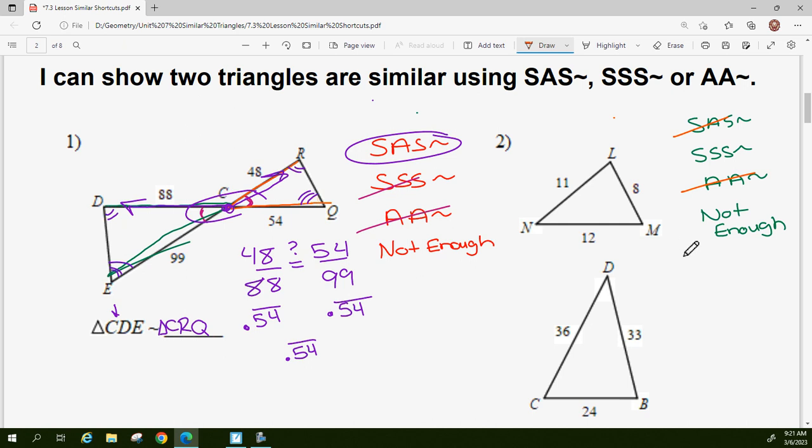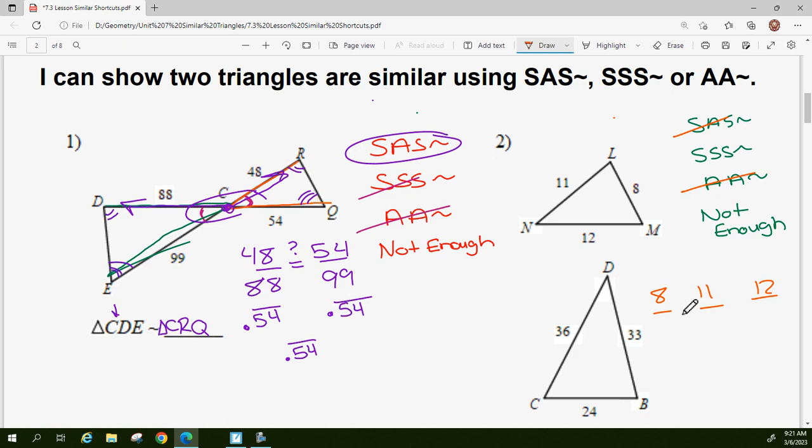What I do know is how long all the sides are. And so I can check to see, if I match up all the sides and I make fractions, will these fractions all be equal? And so I'm going to write 3 fractions.